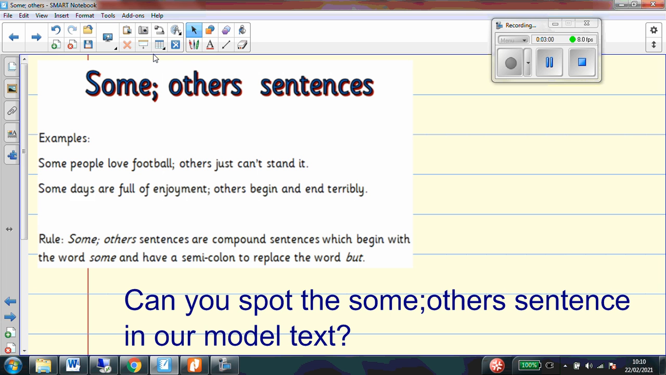It has two parts to it. So our first part begins with the word some. Some flowers are pink. After our first part, we have this special punctuation here. Does anybody know what this punctuation is called?